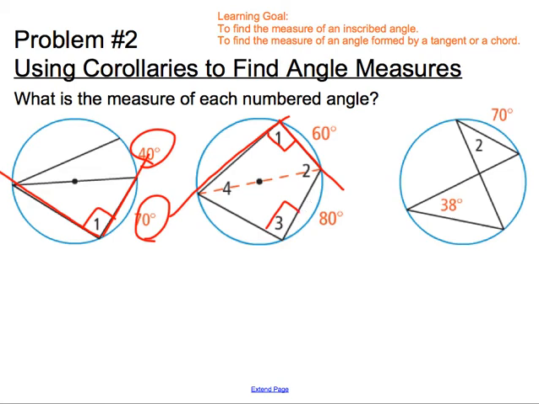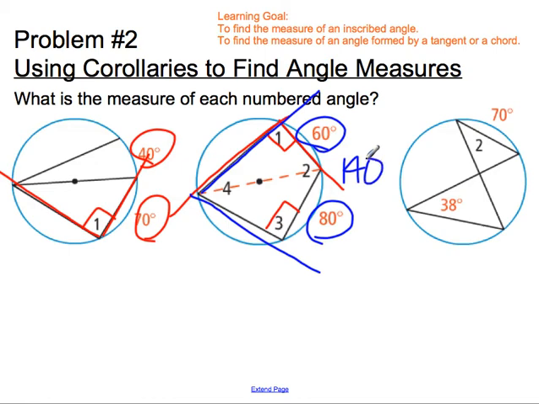The next one that we actually need to concern ourselves with is angle 4. Because if we look at angle 4, it cuts off this 60 and 80. So adding those together, we find that this is 140. And so 4 is going to be half of 140, or 4 is going to be 70 degrees. So that means that the remainder is left for 2, so 2 has to be 110 degrees.